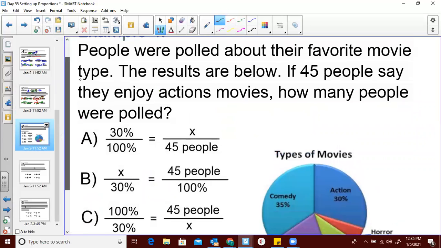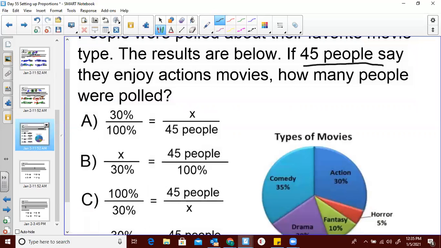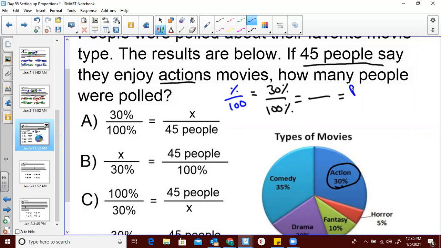So let's see, it says people were polled about their favorite movie. The results are below. So 45 people say they enjoy action movies. So let's look at action movies. All right, so again, we're going to do this percent over 100, which for action movies is going to be 30%. And that's going to be over 100%. All right, that's going to equal another fraction. Well, remember, we're talking about a part to the whole or to total.